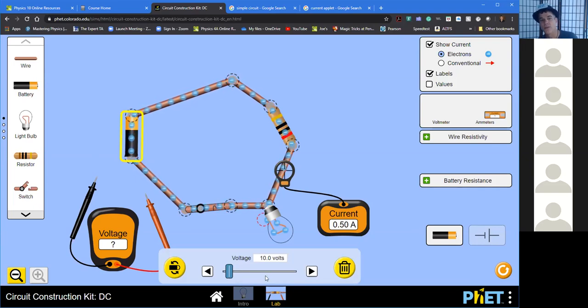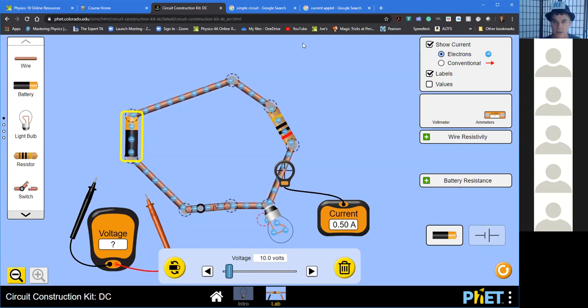Right now, this battery has 10 volts, which means it's supplying a potential difference of 10 volts between the positive terminal and the negative terminal. Again, don't worry about that. It's just maintaining a difference in electric pressure. So without worrying about the resistance right now, current depends upon voltage.